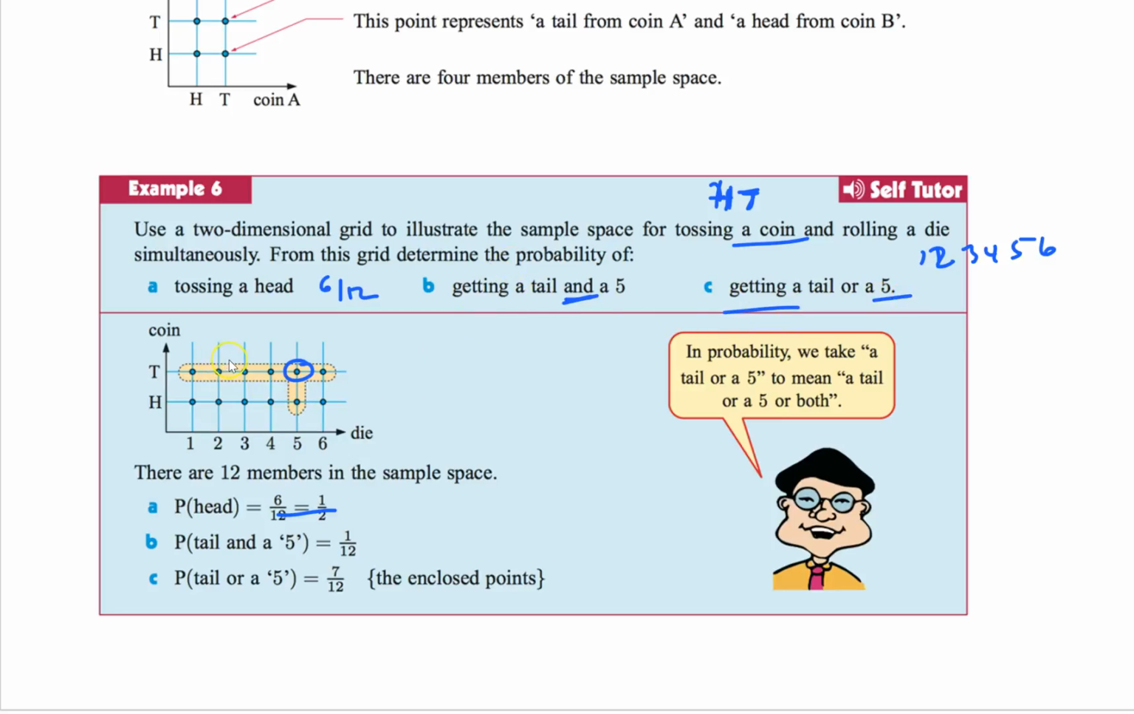Right, so in that case, you could get a tail, one of these 6, or you could get a 5. So you have the extra one down there. So you have the 6 out of 12 plus the 1 out of 12. 7 out of 12. So that's how you can use a two-dimensional grid to help you.